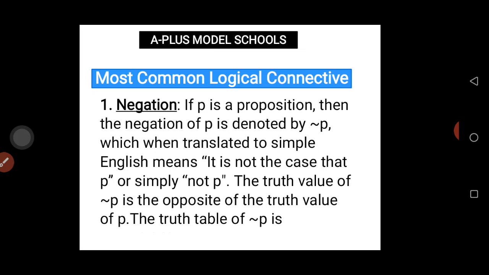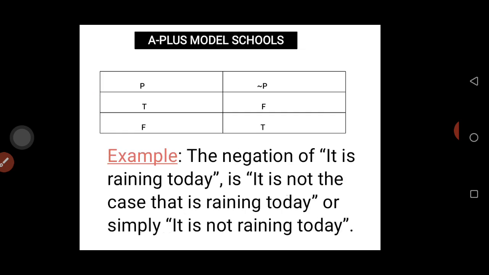Now let's look at the truth table in the next page. So you can see the table. We have P to be true. So if P is true, the negation of P will be false. And if P is false, the negation of P will be true. For example, the negation of it is raining today is it is not the case that it's raining today, or simply it is not raining today. She is walking. The negation of that statement is she is not walking.